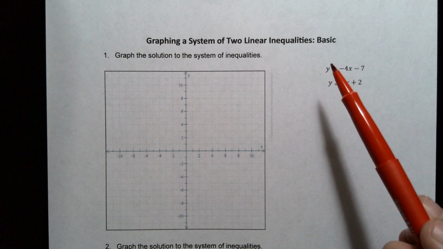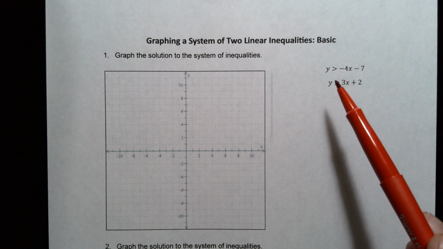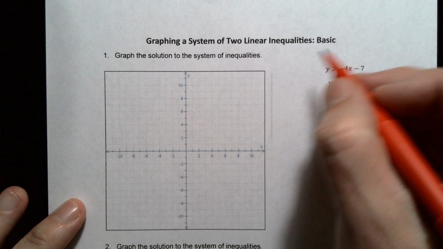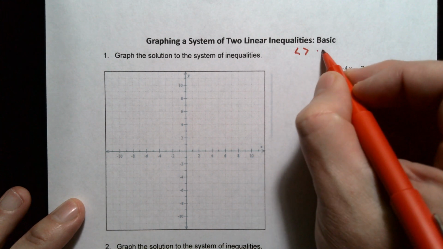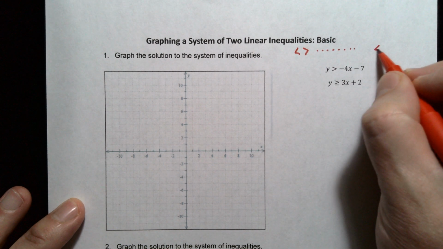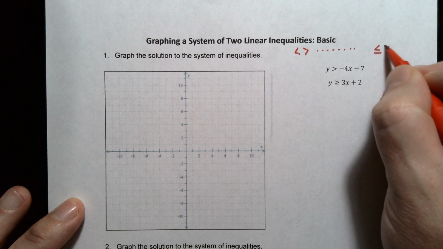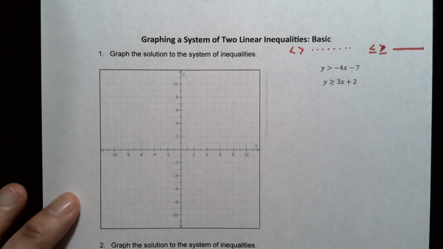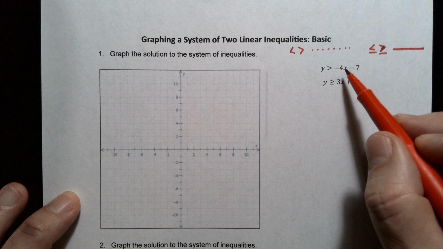Notice one of them is just a greater than sign, and then one of them is a greater than or equal. Recall that if you have this or this, it equates to a dotted line, and if you have less than or equal or greater than or equal to, it equates to a solid line. Okay, that was covered in a previous video. So let's look at these and see if we can graph it.